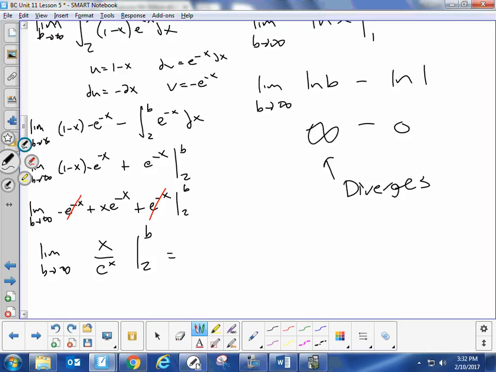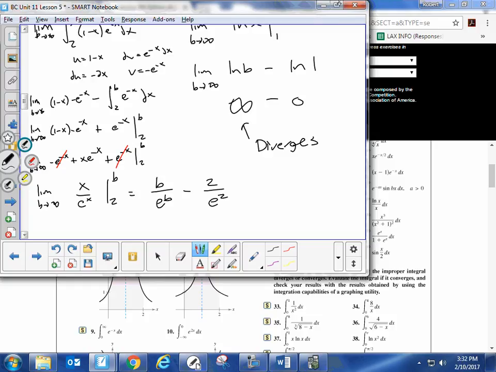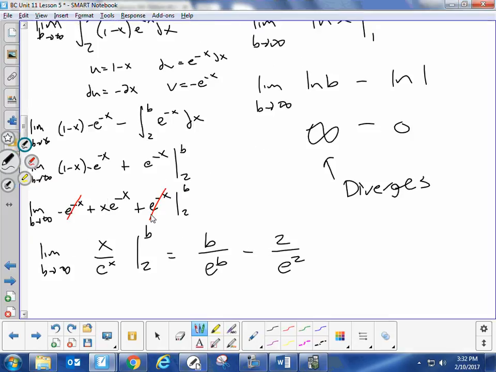Now I plug in b, I get b over e to the b minus 2 over e squared, the limit as b approaches infinity. Well, we have a situation where we have infinity over infinity, right? That's usually this indeterminate form. You don't ever know what infinity minus infinity is or infinity divided by infinity. But we actually do know what this is.